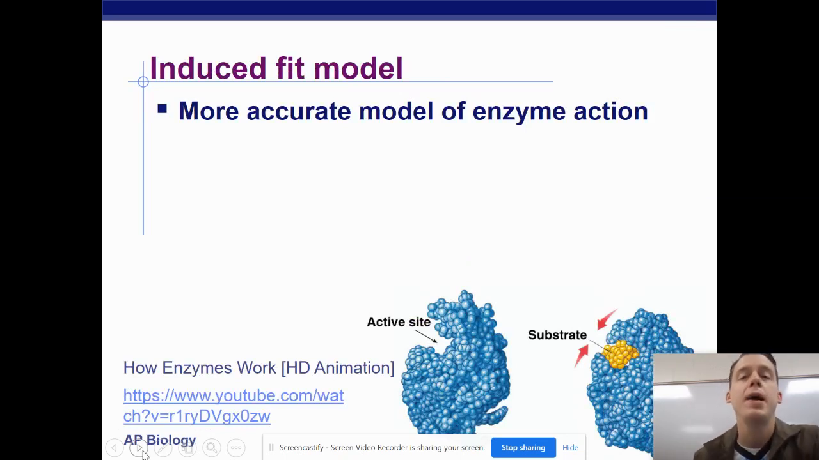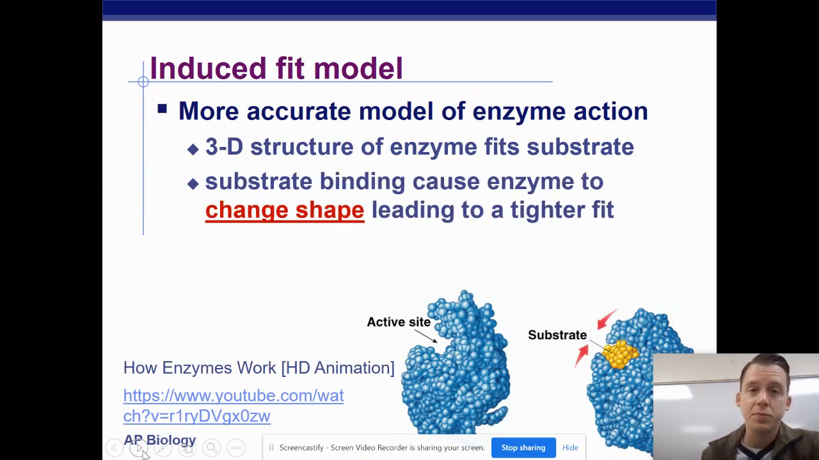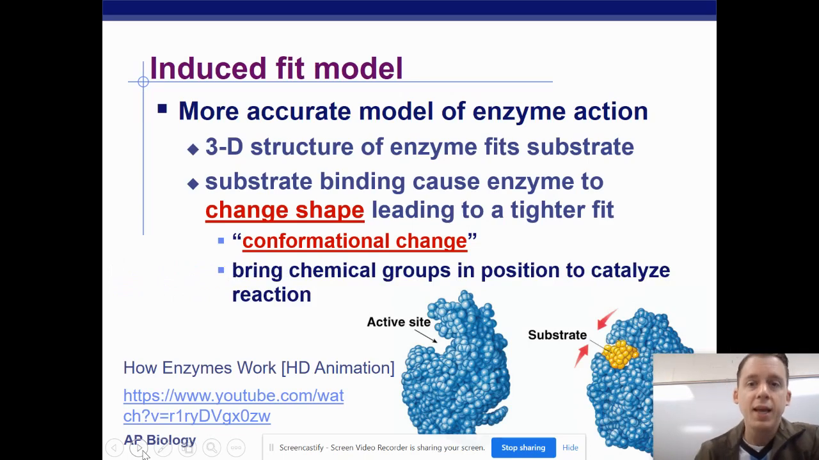It's specific, and there's that correct hydrogen bonding already present. So shape is what's important there. The induced fit model is more accurate. It doesn't mean the lock and key is wrong necessarily. This is just kind of added on top of that. The induced fit model still tells us that we have a 3D structure of an enzyme, and the substrate specifically fits that 3D structure. That has not changed. The substrate binding, though, is going to cause the enzyme to change shape, which is going to give us a tighter fit. Remember, that's called a conformational change. And it is going to bring chemical groups in the right position to catalyze the reaction.